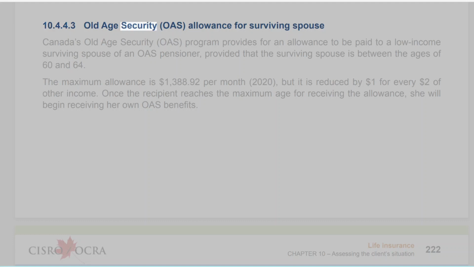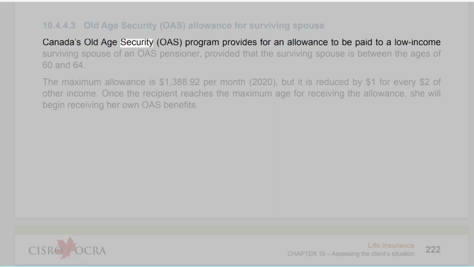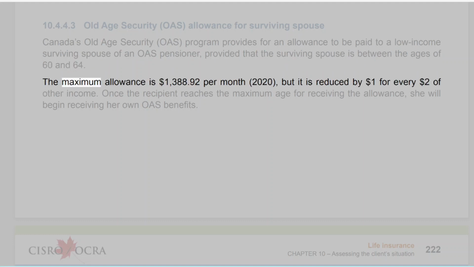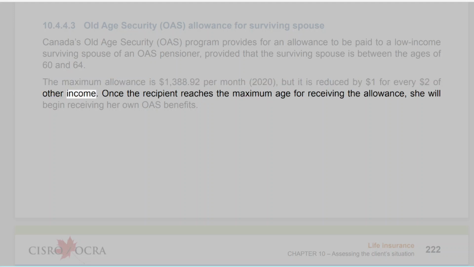Old Age Security, OAS, Allowance for Surviving Spouse. Canada's Old Age Security, OAS, program provides for an allowance to be paid to a low-income surviving spouse of an OAS pensioner, provided that the surviving spouse is between the ages of 60 and 64. The maximum allowance is $1,388.92 per month, 2020, but it is reduced by $1 for every $2 of other income. Once the recipient reaches the maximum age for receiving the allowance, she will begin receiving her own OAS benefits.